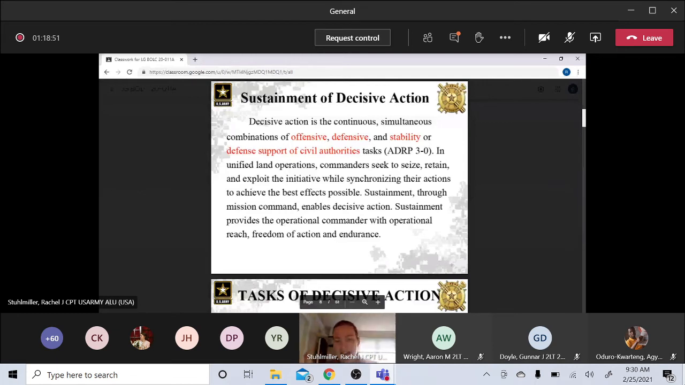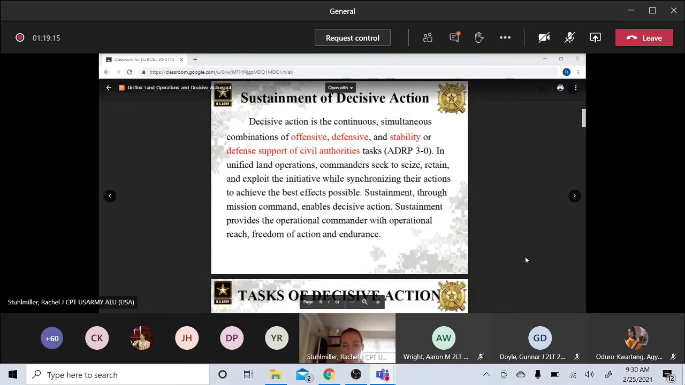So extending operational reach and enabling freedom of action and of endurance. Those terms, that is what we do as logisticians. That is what sustainment of decisive action is all about. Extending operational reach, enabling freedom of action and freedom of endurance.